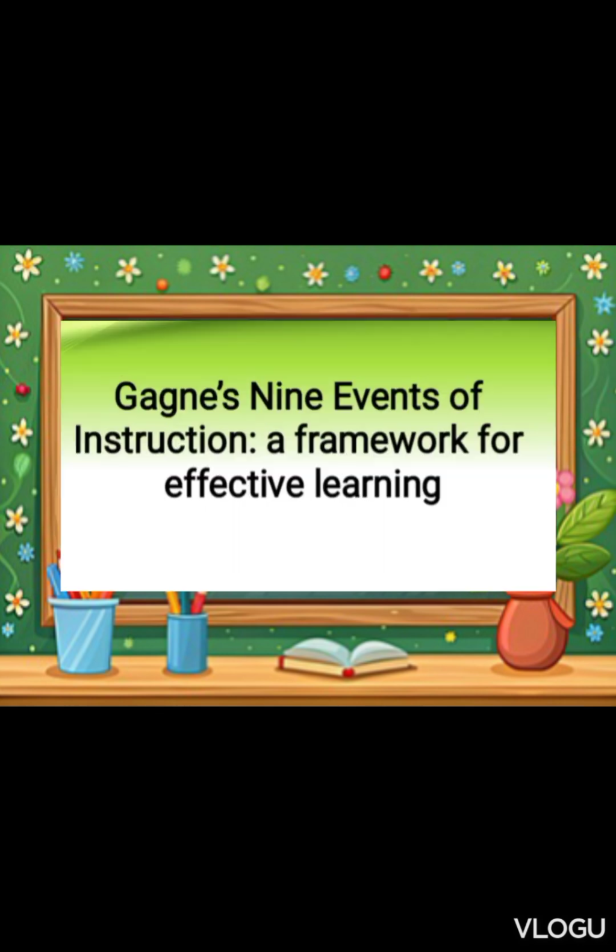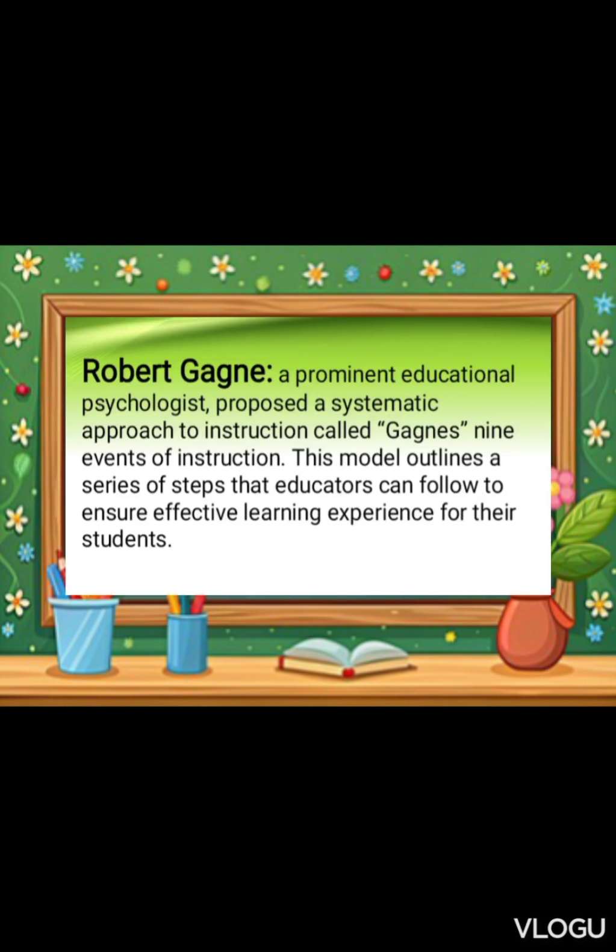One of the instructional design models is Gagne's 9 Events of Instruction, a framework for effective learning. Robert Gagne, an educational psychologist, proposed a systematic approach to instruction called Gagne's 9 Events of Instruction. This model outlines a series of steps that educators can follow to ensure an effective learning experience for their students.